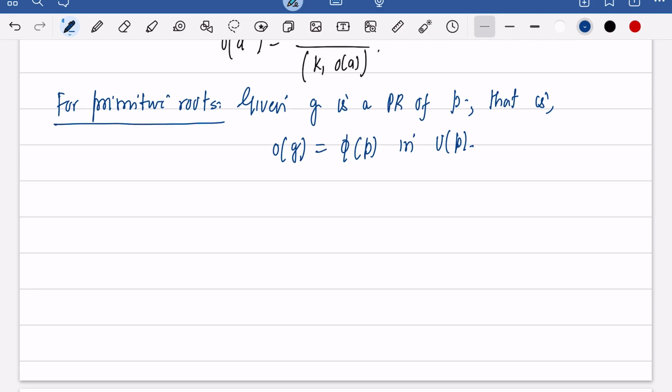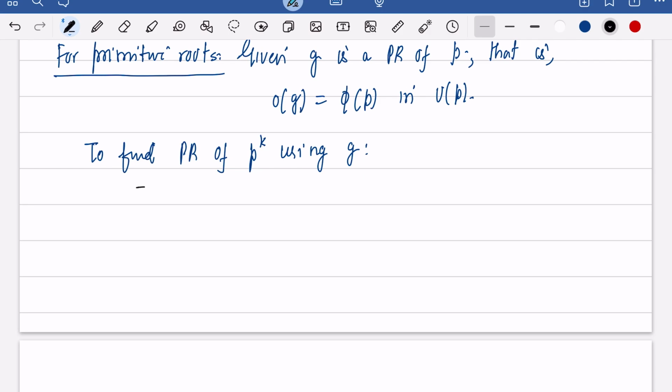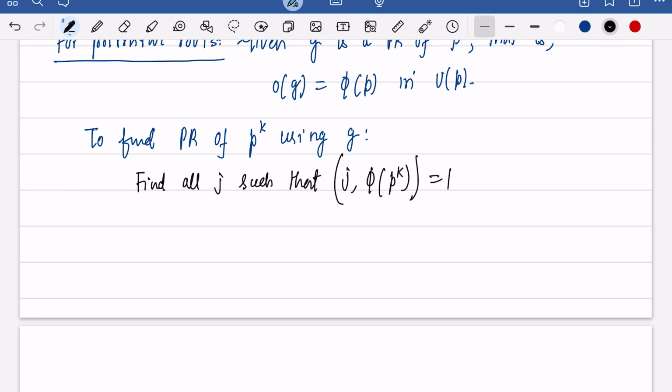We want to find the primitive roots of p^k. Now what we do to find primitive roots of p^k using g, we have this procedure. So find all j such that j is relatively prime with phi of p^k. We have to find all integers j which are relatively prime with phi of p^k.